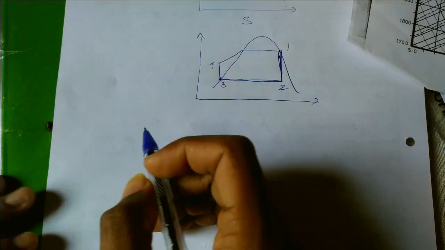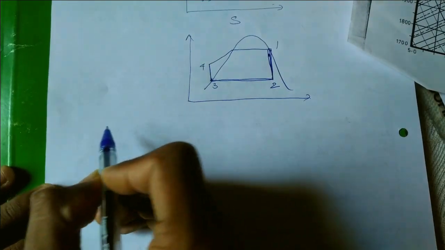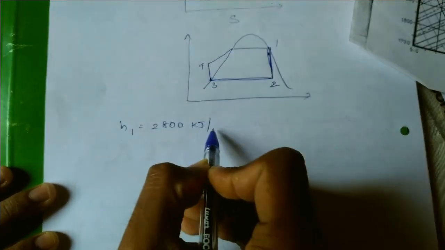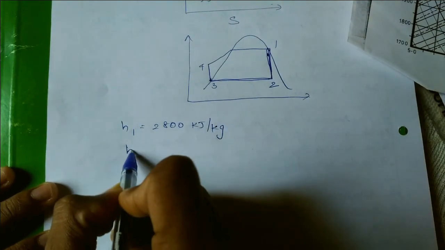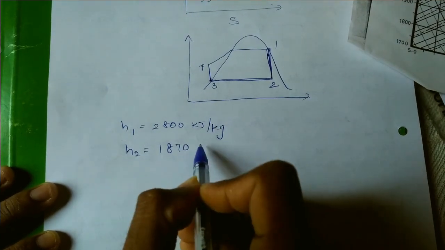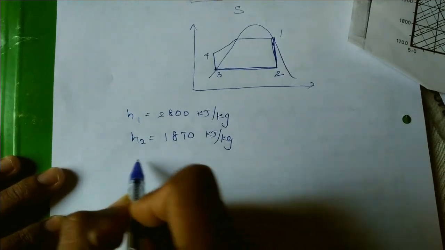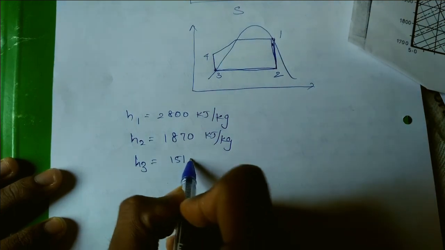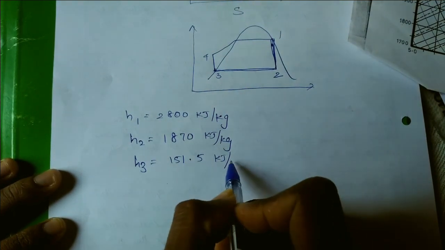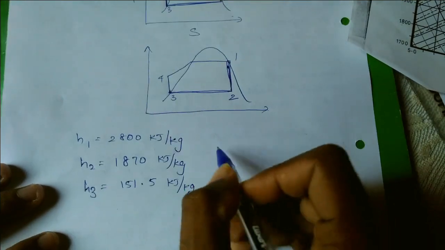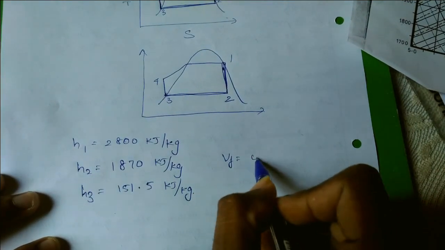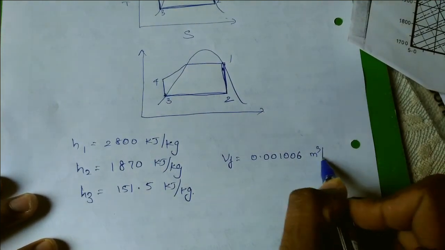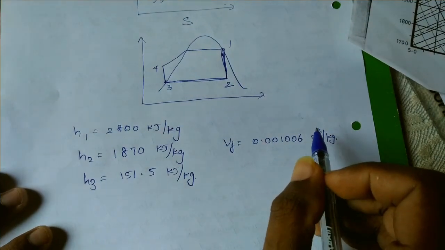So let's write the given data what we have found out. Hope you can see. H1 is equal to 2800 kilojoules per kg, H2 is equal to 1870 kilojoules per kg, and H3 we have found out from the steam tables as 151.5 kilojoules per kg, and the specific volume we have is equal to 0.001006 meter cube per kg.